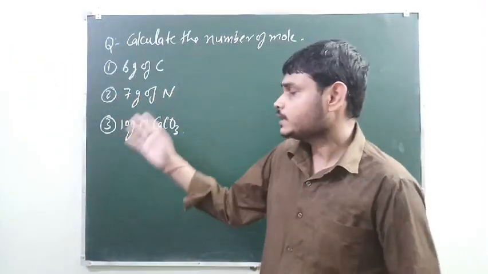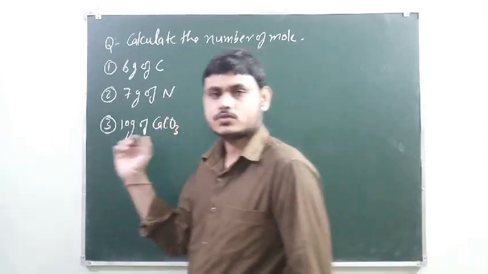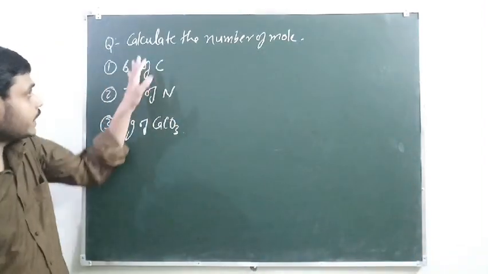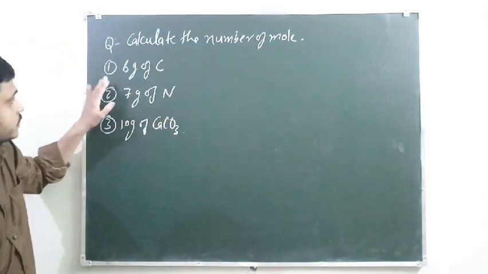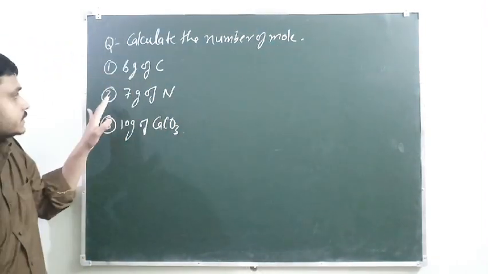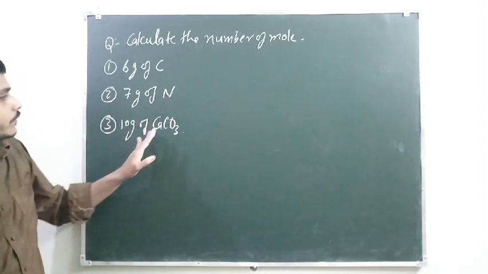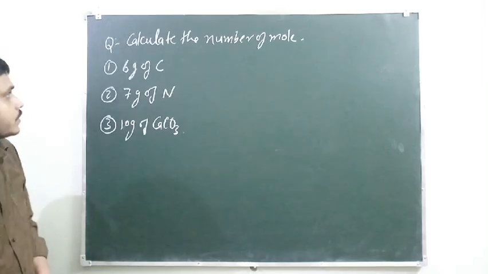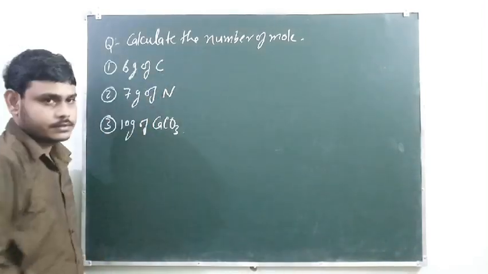Now, there are some questions based on the number of moles. The first question is, calculate the number of moles in: first, 6 gram of carbon; second, 7 gram of nitrogen; third, 10 gram of calcium carbonate. First, 6 gram of carbon.